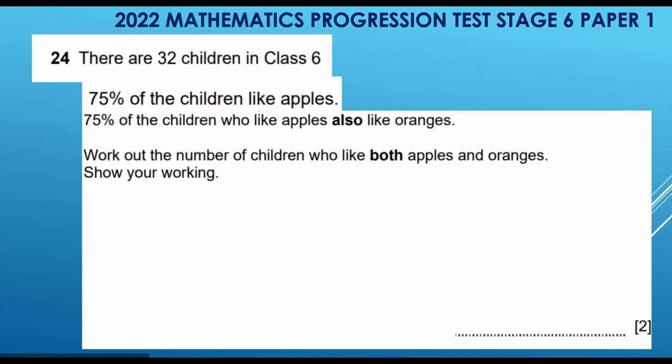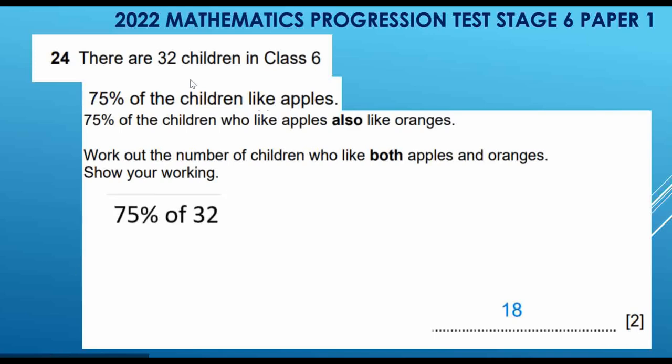If you have not finished, please pause this video. The answer is 18. If you got the same, then you score another 2 marks. Here's how it works. 75% of the children is 75% of 32. Altogether there are 32 children, and we times 75%, which is 75 over 100, times 32. Of means times. So we get 24.